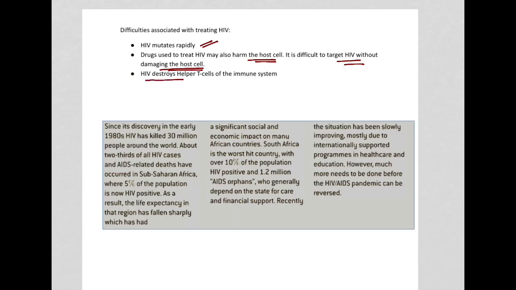And HIV destroys helper T cells of the immune system. Helper T cells are one of the most important types of cell in our immune system, and these are the cells that allow our body to fight off bacterial infections or ingested microbes. So when these cells are destroyed, our body becomes prone to all types of infections.